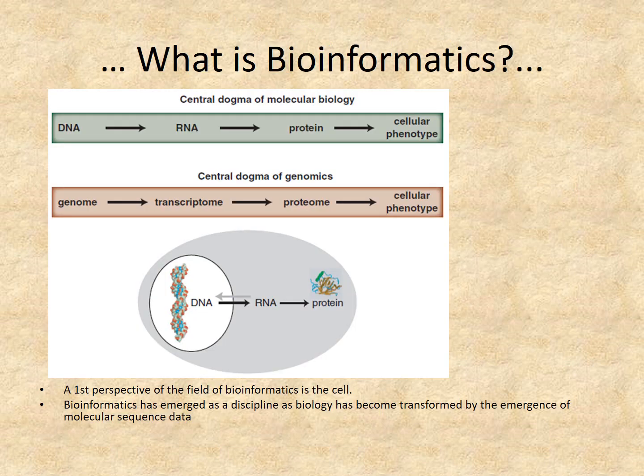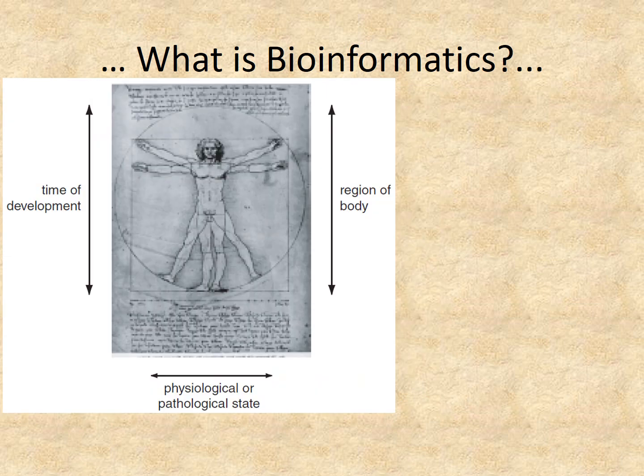Now here we can see that if we talk about molecular biology, the flow of information is from DNA to RNA, from RNA to protein, and from protein to cellular phenotype. While talking in terms of bioinformatics, it can be from genome to transcriptome, from transcriptome to proteome, and from proteome to cellular phenotype.